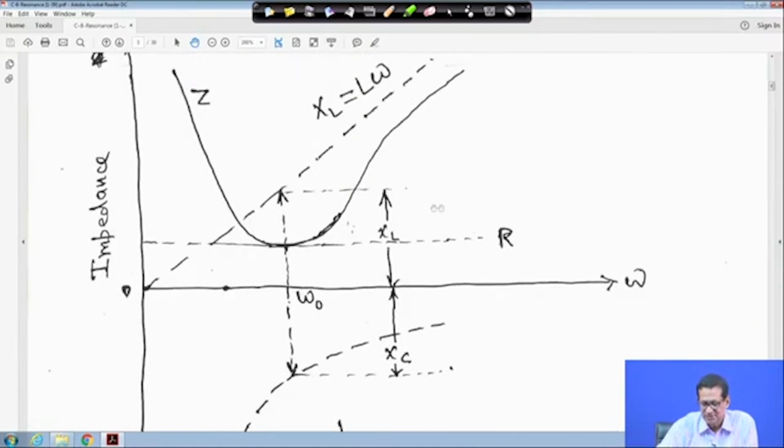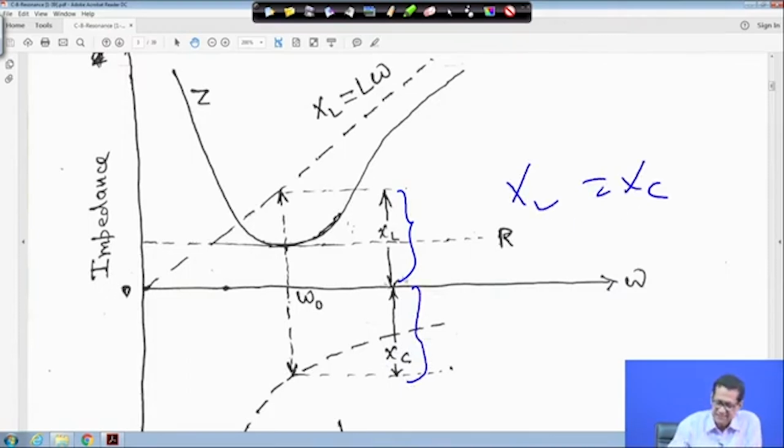From here to here, this is my XL, and from here to here this is XC. At XL equal to XC, that frequency is omega 0. So this is the simple plot for impedance versus omega. This is omega, this is impedance.